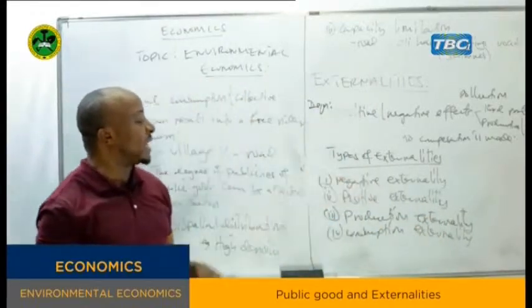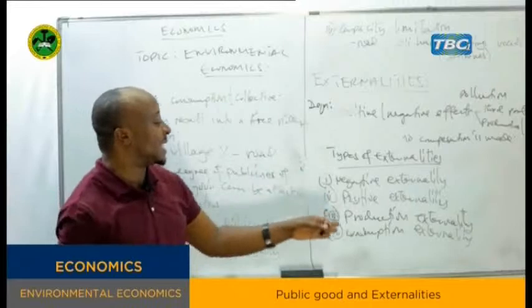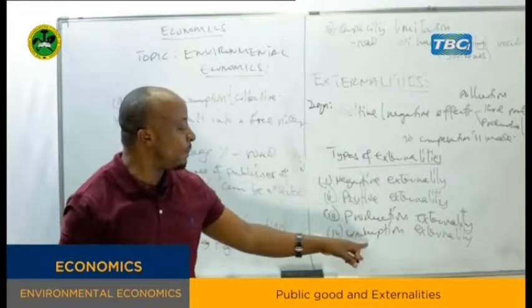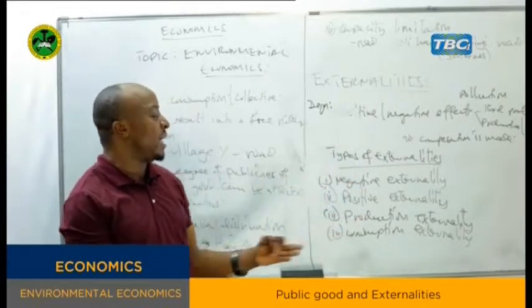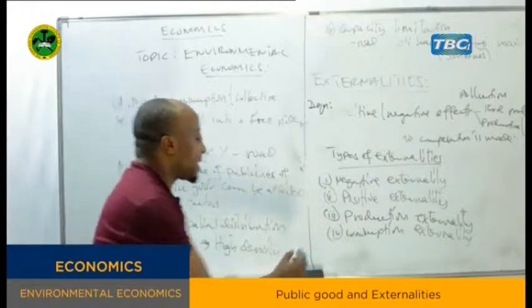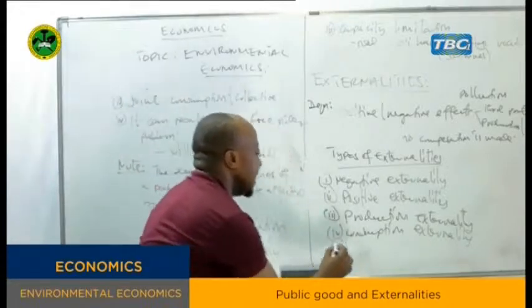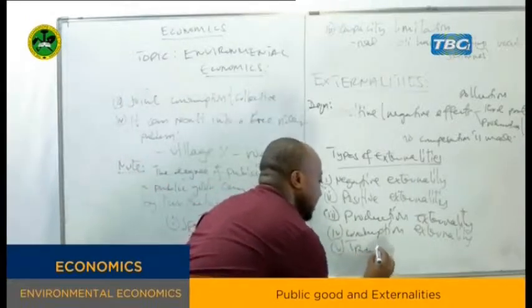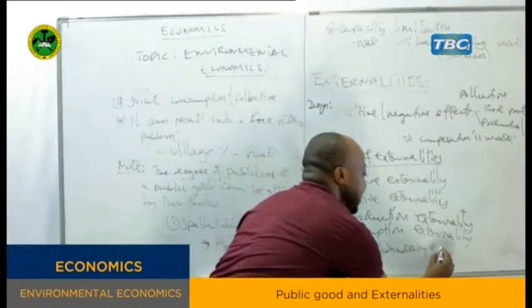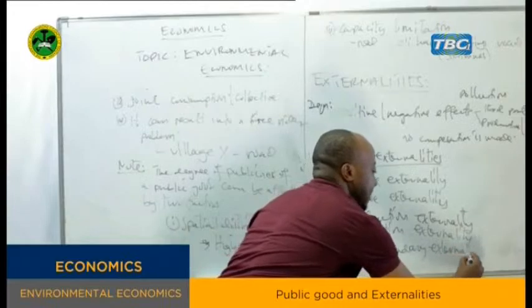Here it is based on the effect, negative or positive, but it is coming from production. It means production can produce positive or negative, and consumption can produce positive or negative. So both create externalities. That is number 4. You can add another one. For example, we have the externalities called transboundary externalities.